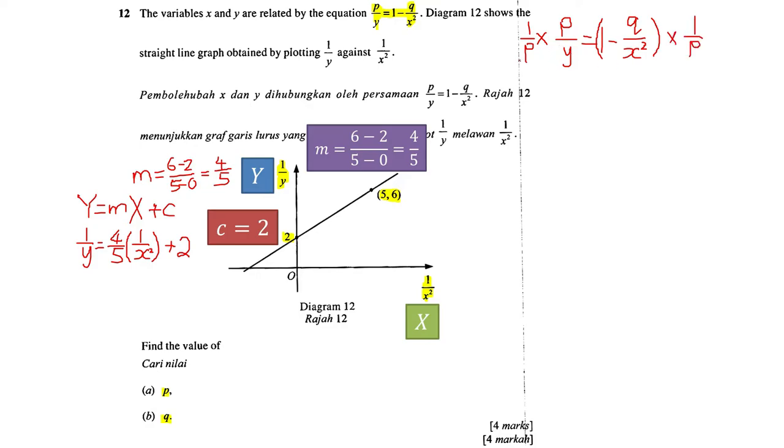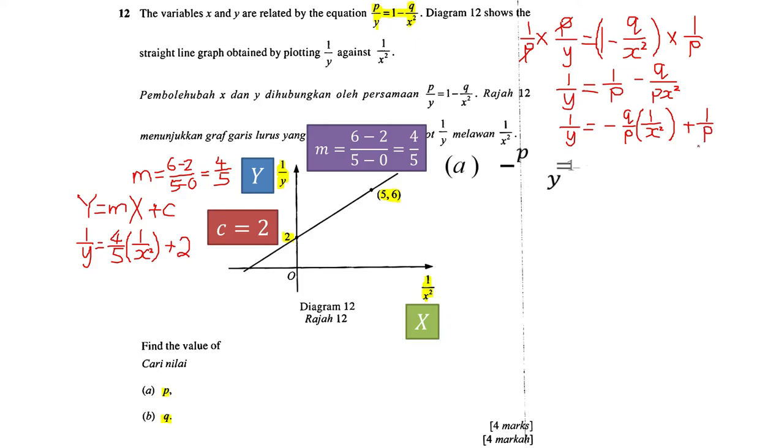With this, the p and p cancel off already. Here, I will get 1 over y. Now, 1 over p multiplied with 1, I get 1 over p. 1 over p multiplied with q over x squared, I get q over px squared. 1 over y equals negative q over p bracket 1 over x squared plus 1 over p. So with this, we get our linear form.